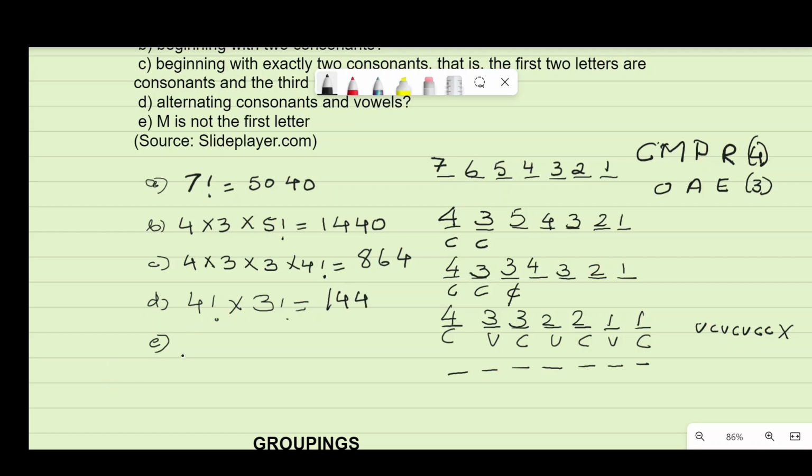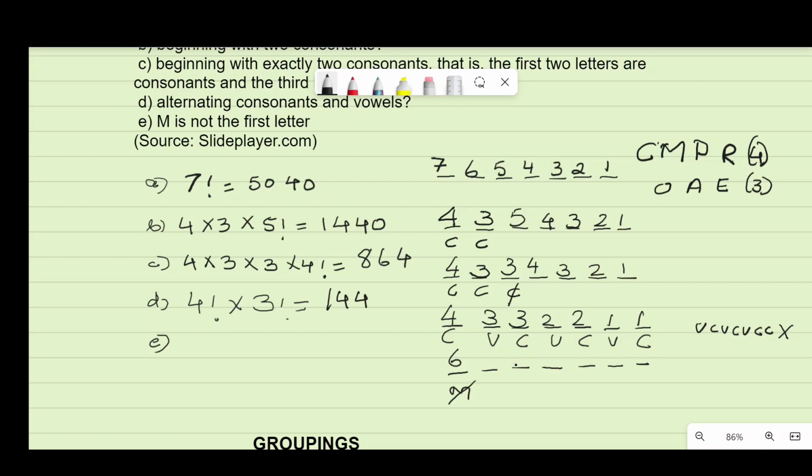Okay, now E. If M is not the first letter, how do we do that? Okay, M is not the first. That means here in the first position, you cannot have M. That is what it says. So that is a restriction in that last part. Okay, if M is not possible, how many letters are still available? Out of the 7, M is not possible. That means all the other 6 letters are possible.